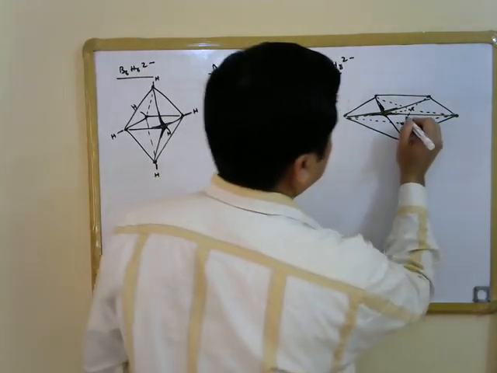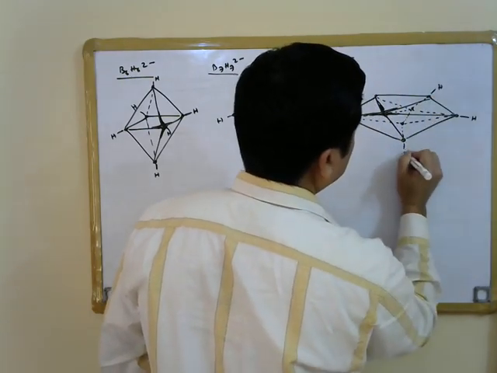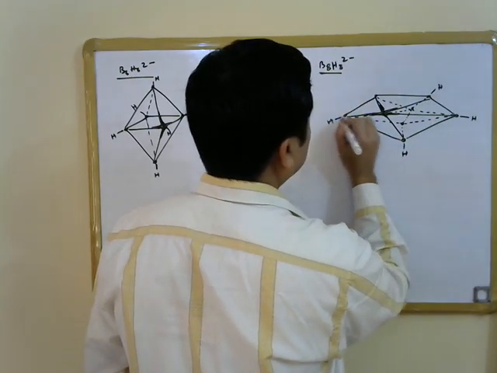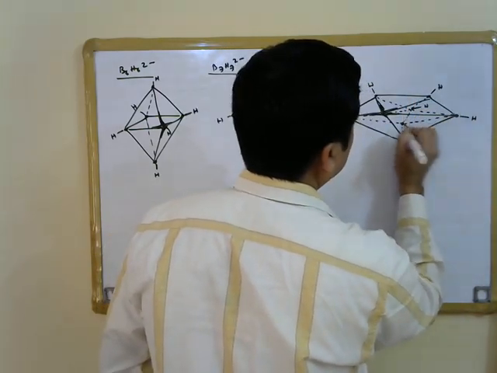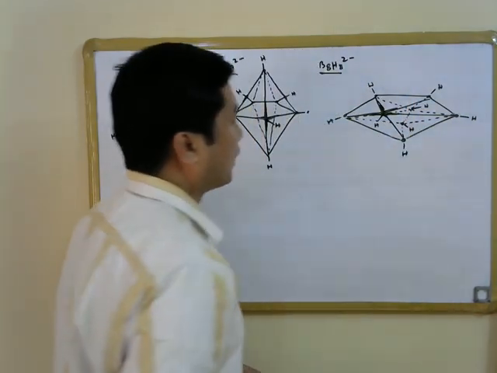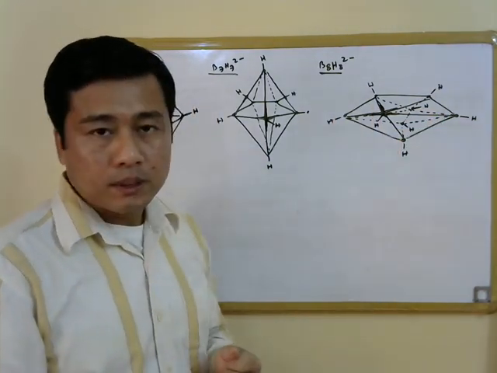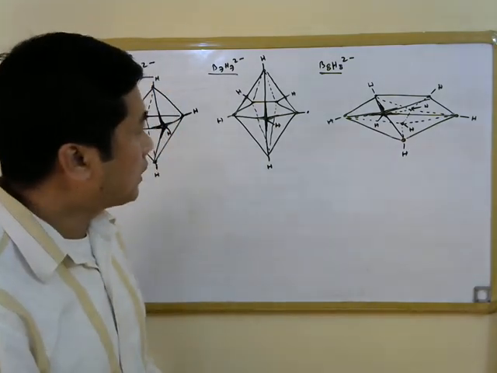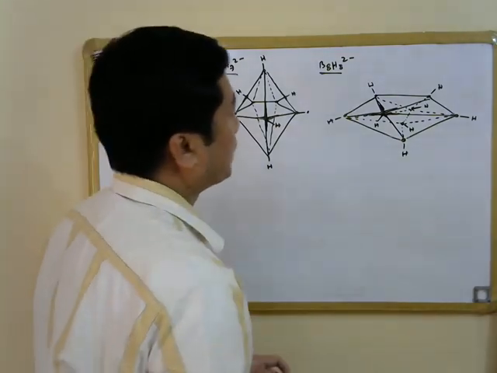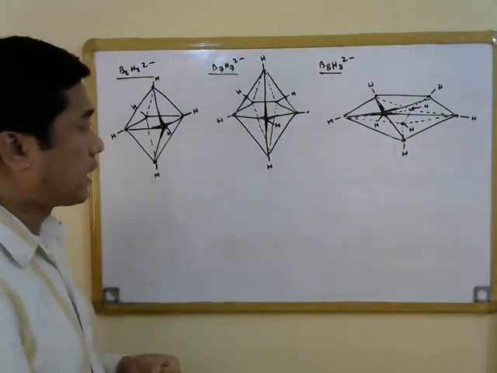So that is the structure of B8H8 2 negative. Again, let us place the hydrogen atoms. Let us put hydrogen atoms on each of these boron atoms in this 8-corner polyhedral structure. That is the structure of B8H8 2 negative. Again, we see that the structure is completely closed or cage-like.